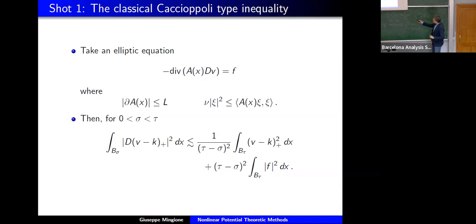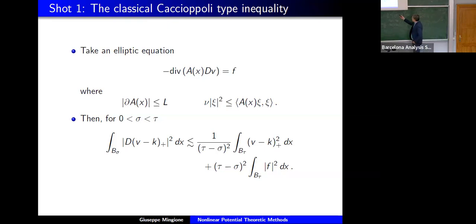Okay, let me start. What I'm going to do is show the same approach passing from linear, uniformly elliptic, to nonlinear uniformly elliptic, and then to nonlinear non-uniformly elliptic. I want to show always the same approach.